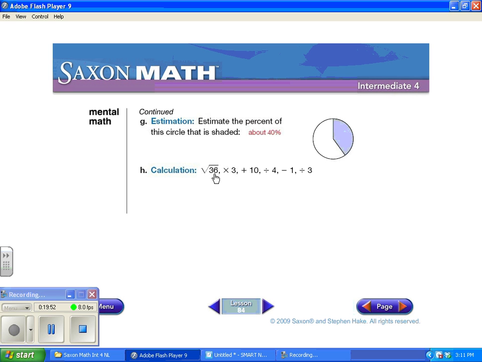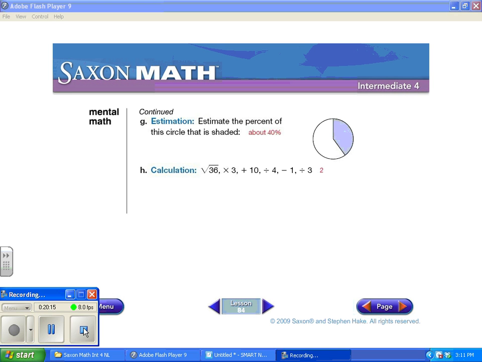Okay, let's do some calculation. Square root of 36, that's 6 times 3. 18 plus 10, 28 divided by 4. 7 minus 1, 6 divided by 3 is 2. And you are finished. I lied, you're not finished.